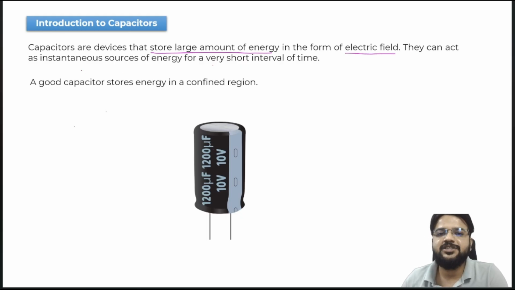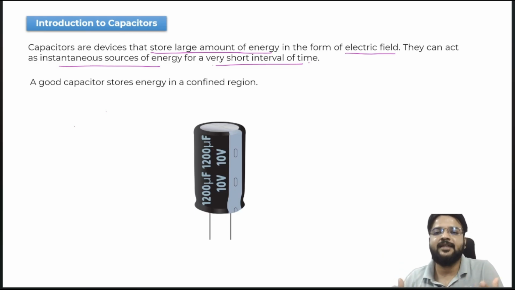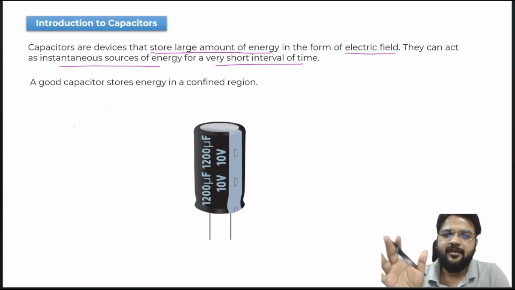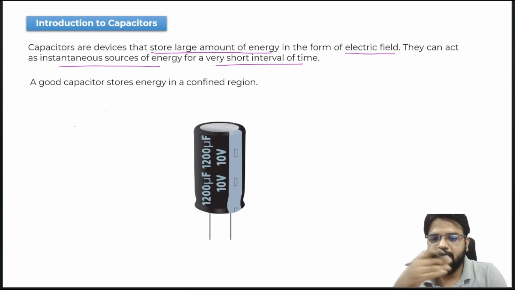They can act as an instantaneous source of energy for a very short interval of time. So exactly what is the capacitor doing? It is storing a large amount of energy in the form of electric field, and when we require this energy, the capacitor releases it in a very short interval of time. Now the next thing is how it appears, correct? If we open any electronic device like a laptop, tablet, mobile phone or TV, in the electronic circuit these capacitors are present, correct?